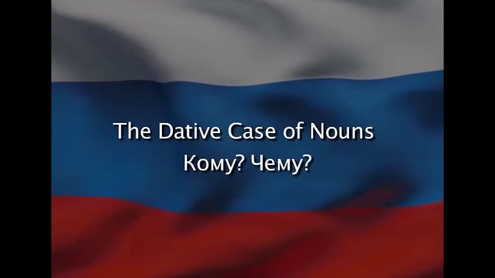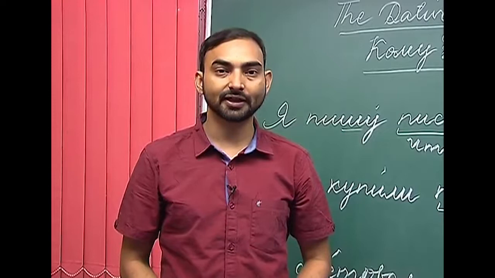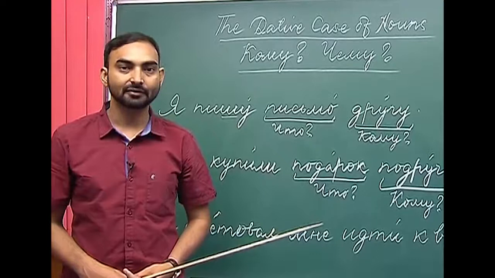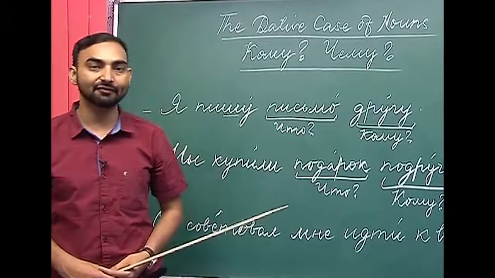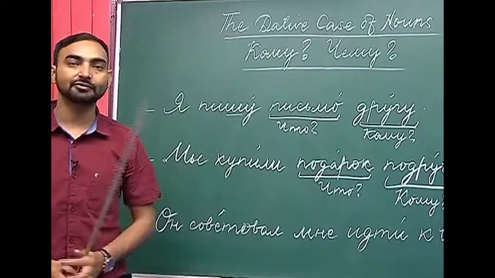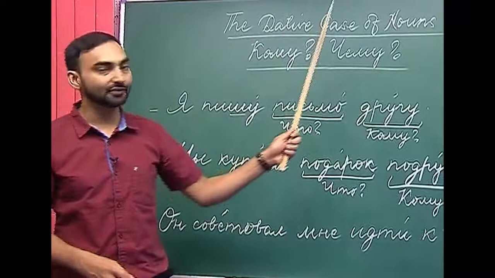The next topic for this lesson today is the dative case of nouns. So this is another case; so far we have done nominative, accusative and prepositional cases. Now we will discuss what is the dative case of nouns in Russian language. The first thing we have to do is the interrogative pronouns or the questions to which the dative case of nouns answer. So kamu and chimu.